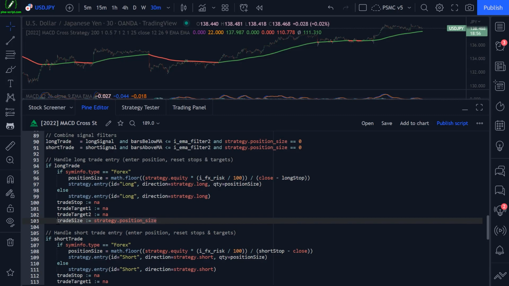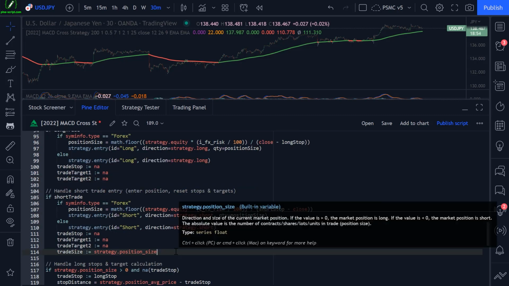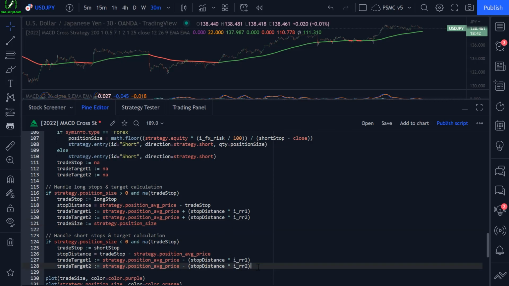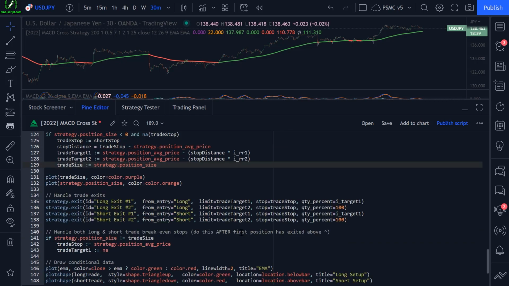So what I need to do is cut our trade size from our entry code and put it into here, which checks on the next bar. If we're involved in an open trade and we don't have a stop loss set, then we set our stop. So if I paste that on the end here, that should fix our script.